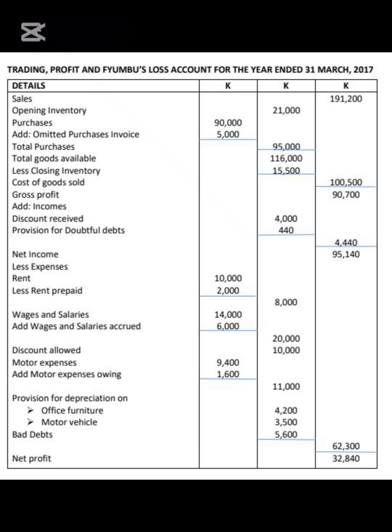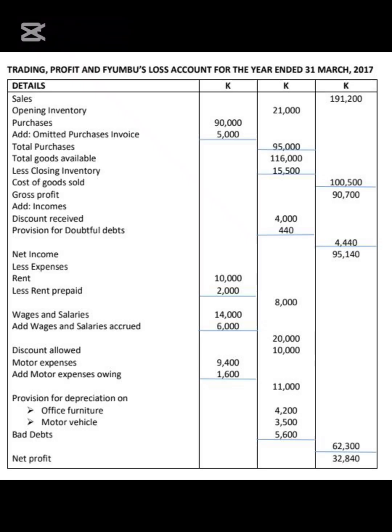So now our sales, we will reduce it by our cost of goods sold to give us 90,700 as our gross profit. So now we add the incomes to the gross profit. So when you reach this part, you need to check on the adjustments that you have, especially on this part of provision for doubtful debts, provision for bad debts.